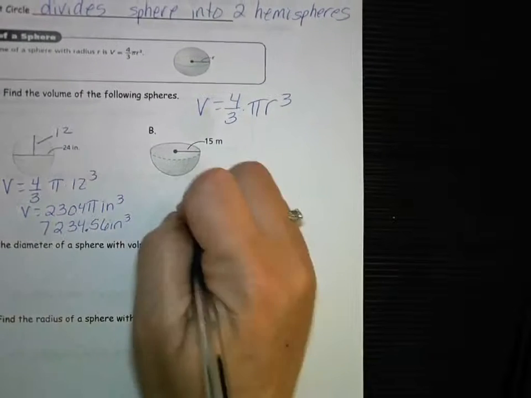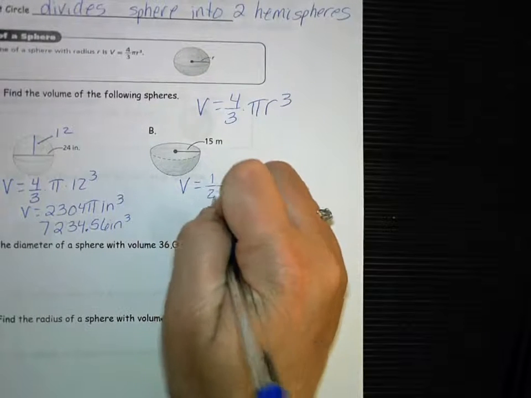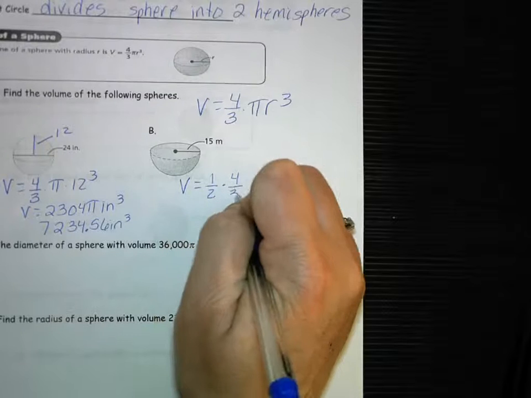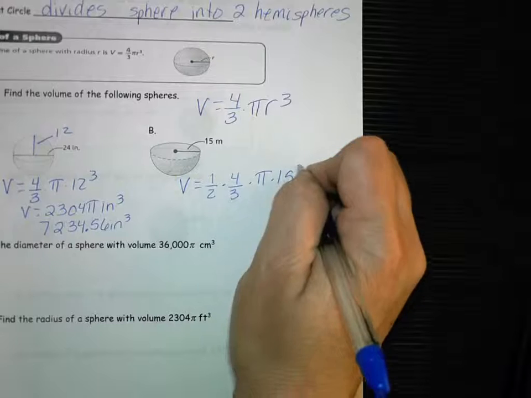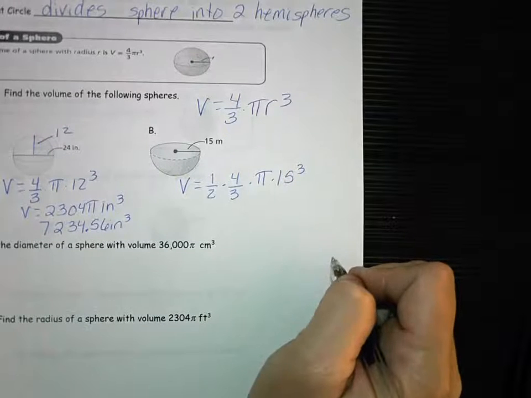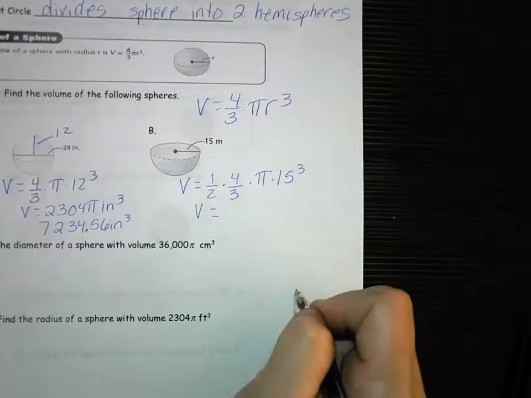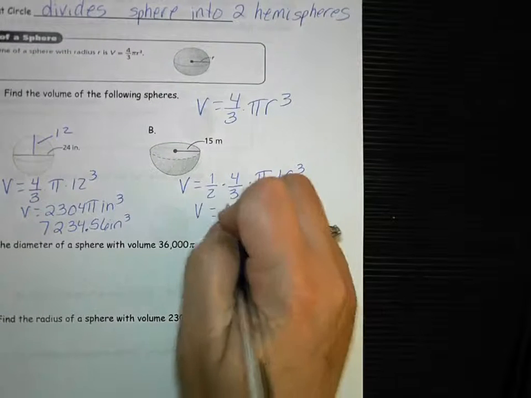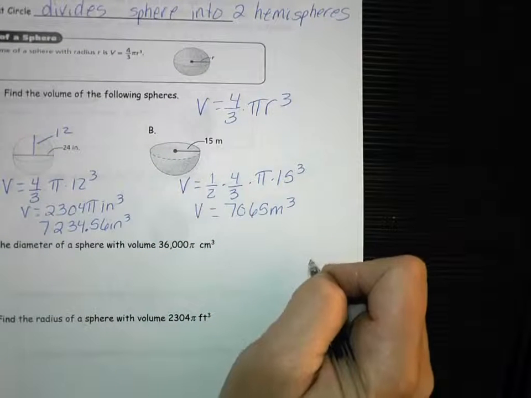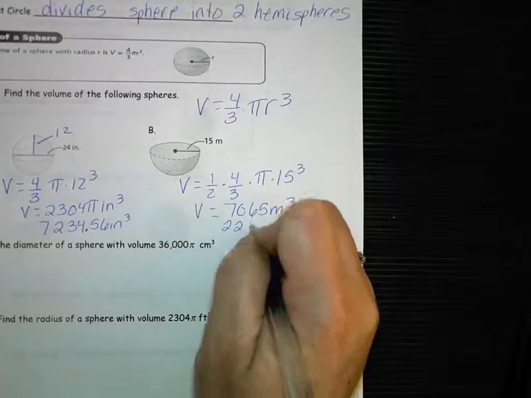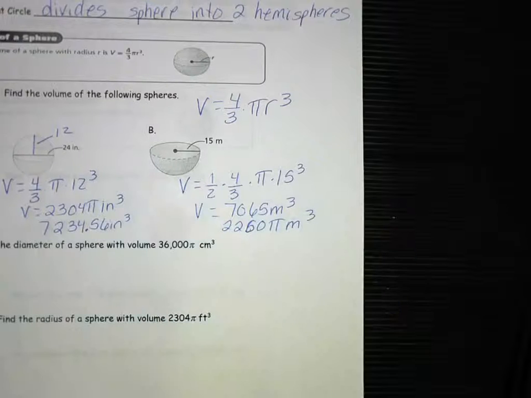Letter B, volume is 4/3 pi r cubed. We only have a hemisphere, so I'm going to take a half of that times 4/3 times pi times 15 cubed. Grab your calculator and multiply that. And when you do, you end up with 7,065 meters cubed, or 2,250 pi meters cubed.